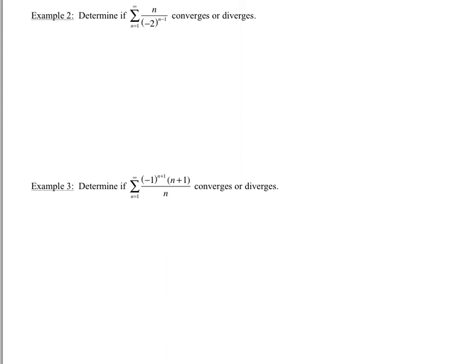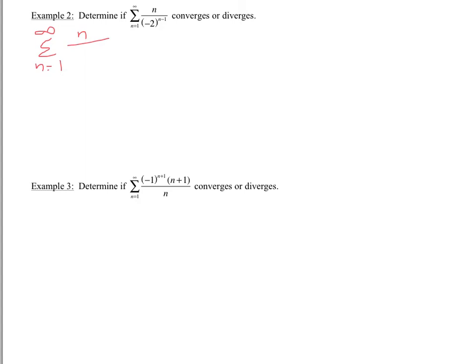Example 2. Determine if the sum from n equals 1 to infinity of n over negative 2 to the n minus 1 converges or diverges. You want to realize that this is an alternating series, and if you have a difficult time seeing it, then we could rewrite it so that you can see it a little bit better. But if you can see it like this, then you're good.